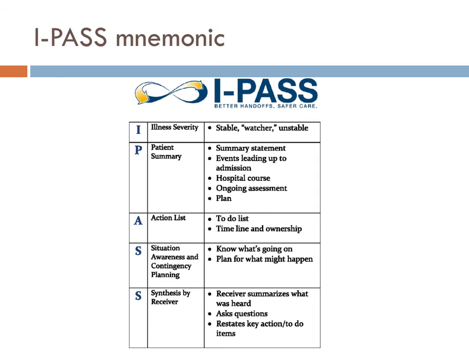A is the action list. This is your to-do list and your timeline. But again, this has to be followed by the S, which is situation awareness and contingency planning. So the action list and the contingency planning have to be done at the same time. So again, if it says CT scan on Mrs. Jones, it has to be CT scan on Mrs. Jones, we're looking for a fluid collection because she's febrile. If you see one, call IR to drain it, and call Dr. Harris that there is a fluid collection. Otherwise, that action list, that task list, is an inadequate list.